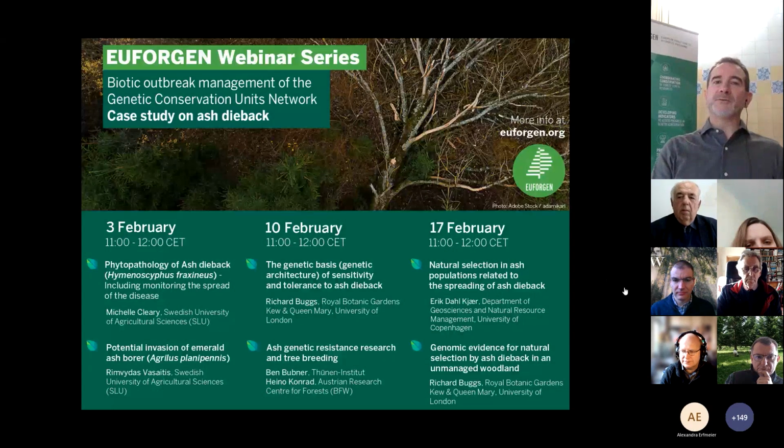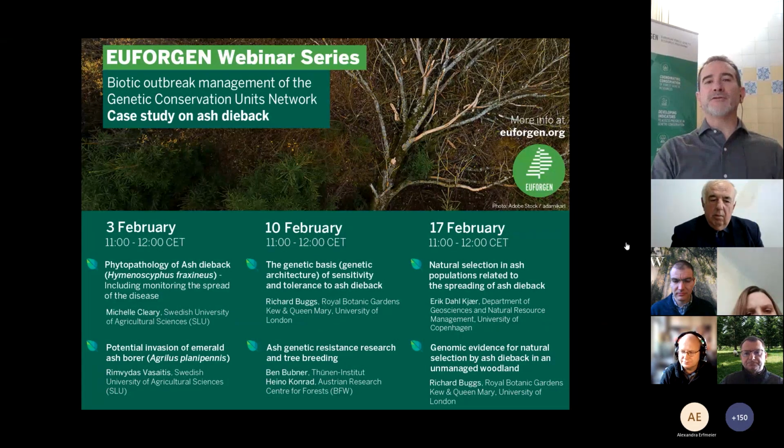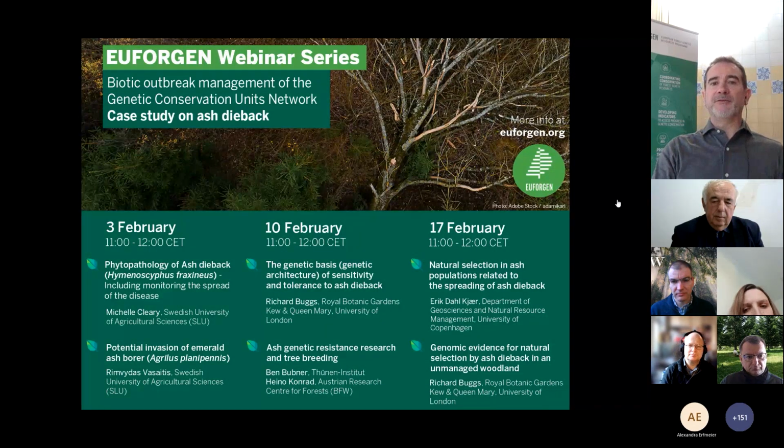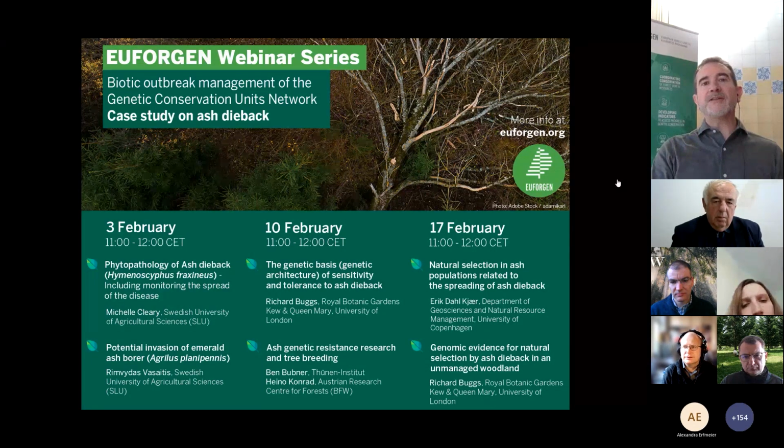EUFORGEN, the European Forest Genetic Resource Programme, is a cooperation program on the conservation and sustainable use of forest genetic resources in Europe. EUFORGEN is an implementation mechanism of the Forest Europe process, the high-level forest policy interface that's aimed to develop common strategies on how to protect and sustainably manage European forests.